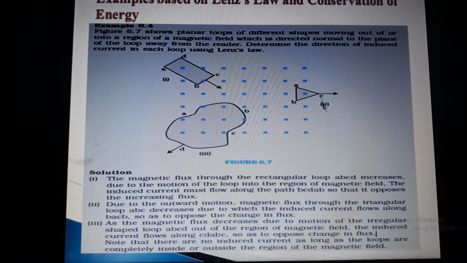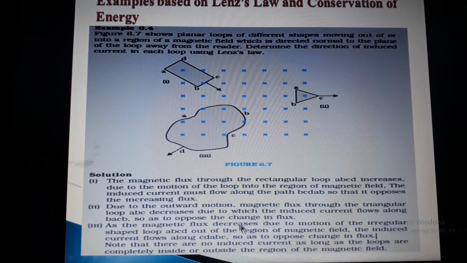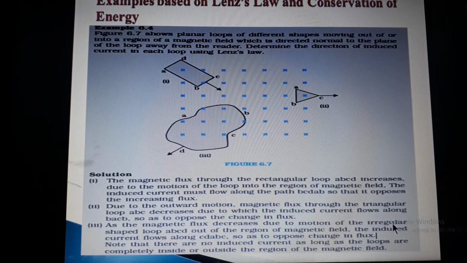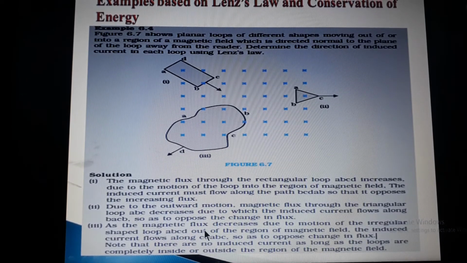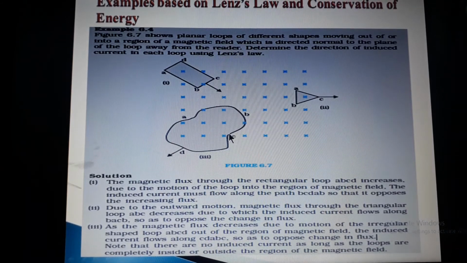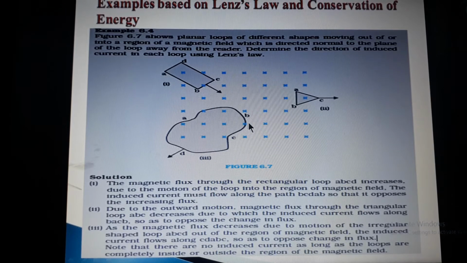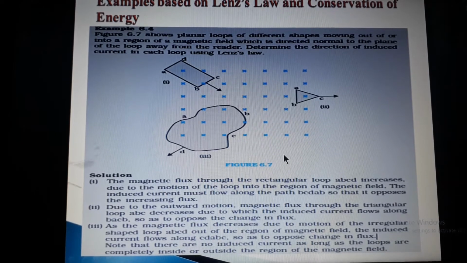Now the third one, this loop is also coming away from the magnetic field. Same as the second, the number of magnetic field lines which interact with this coil is decreased, so current flows in the clockwise direction. Very similar to the second. The magnetic flux decreases due to motion of this irregular shape ABCD out of the region of magnetic field. The induced current flows along CDABC, which means clockwise direction. So this is example 6.4.